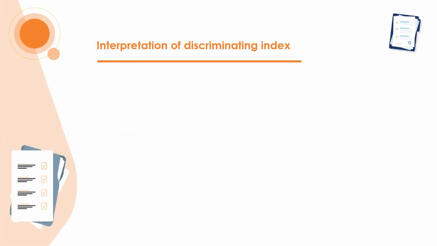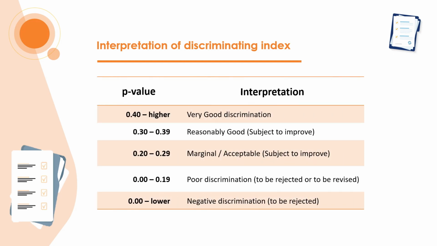Now that we have the discrimination value of each item, let's move on to the next step to interpret the value. This is where we're going to make a decision on whether we're going to use the item in the next test or not. According to the table, items with a value of 0.40 or higher are very good items. Remember, the closer the value to 1.0, the more discriminating the item. Items with a value of 0.30 to 0.39 are reasonably good items, however, they may be subject to improvement.